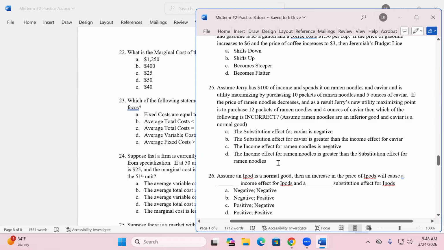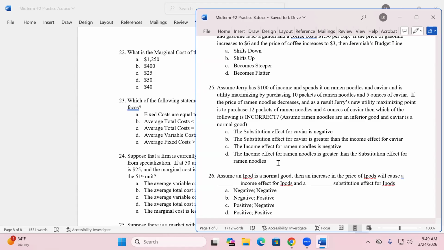So here I've got two goods. I've got ramen and I've got steak. I was told ramen is an inferior good, and I was told steak was a normal good. I then had, I think, the price of ramen go down, right? And I want to break this down into my substitution and my income effect, okay?